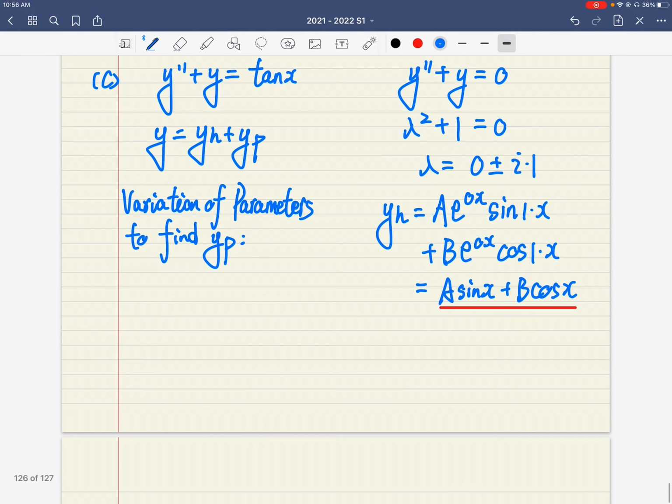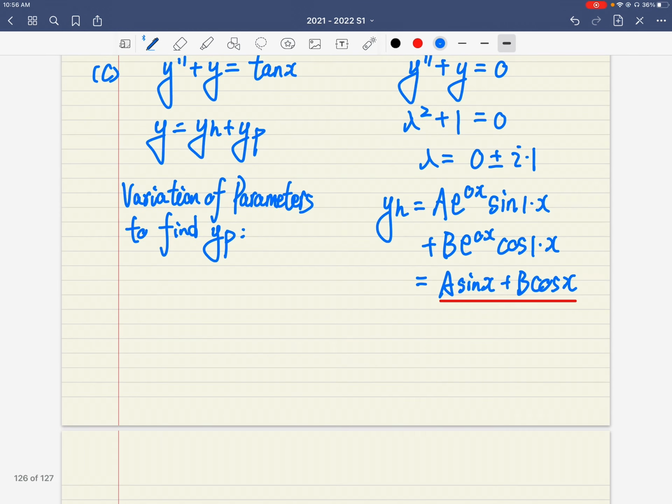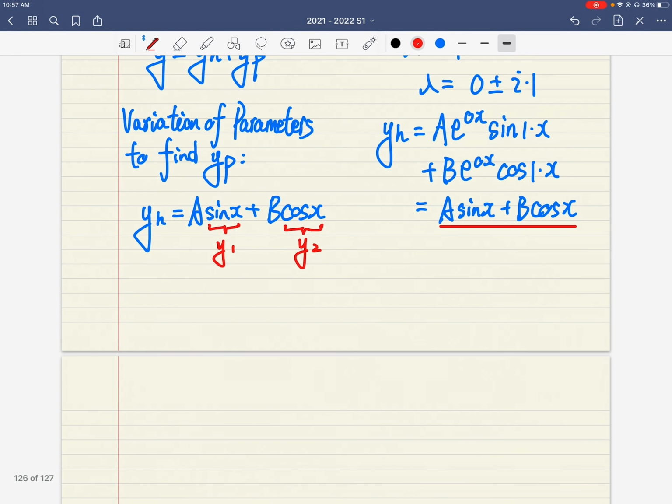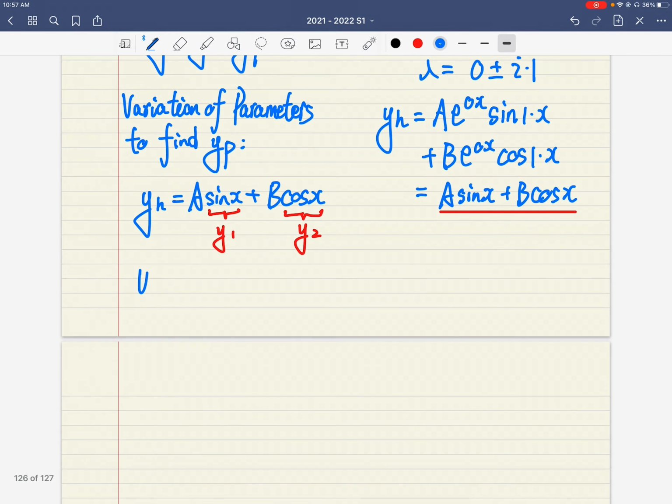Okay, how do you find yp? You should start from the yh. So yh is A sine x plus B cosine x. You can call the first part, sine x, y1, and then call the second part y2. Then first we can find the Wronskian, which is a function of y1 and y2.